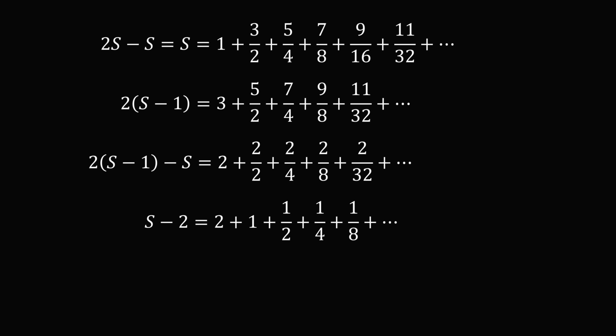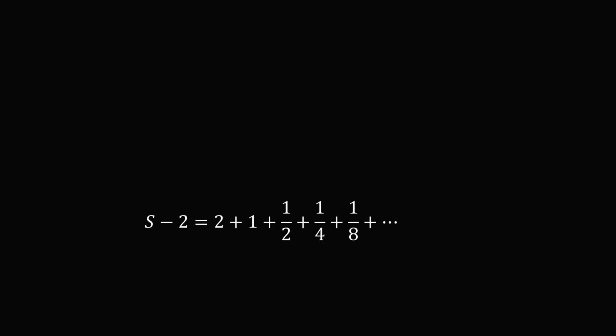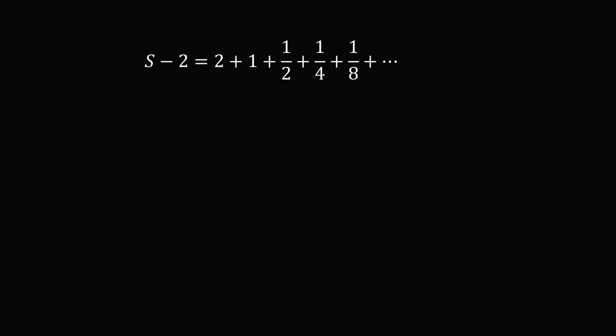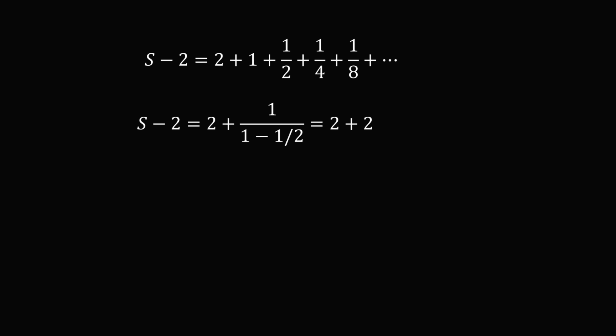So this simplifies to S minus 2 is equal to 2 plus 1 plus 1/2 plus 1 over 4 plus 1 over 8 and so on. And now we have something that we can solve very easily. 1 plus 1/2 plus 1 over 4 plus 1 over 8 and so on is a standard geometric series with a common ratio of 1/2 and a first term of 1. So S minus 2 is equal to 2 plus 1 over (1 minus 1/2), and that equals 2 plus 2. This means S is equal to 6, and that's one way to solve the problem.